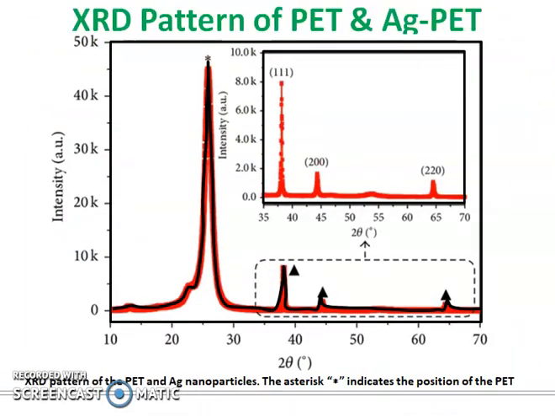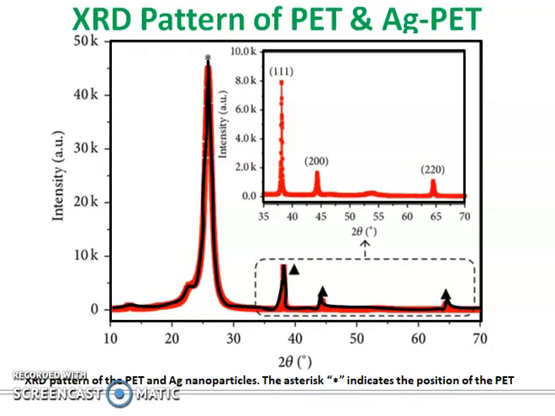If you see the XRD pattern of PET and silver-coated PET, you will find that most of the peaks remain the same, but the presence of silver shows up through XRD diffraction.